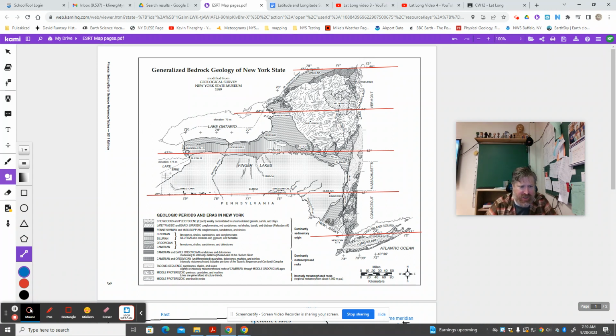Longitudes, it's actually easy if you start over here in western New York. So start at 79, 78, and so on and so on. 74, 73.